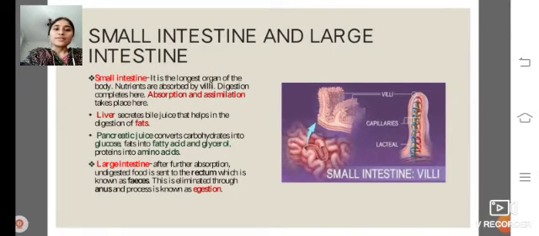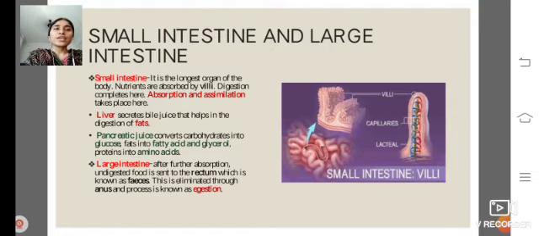Small intestine. It is the longest organ of the body and it is a highly coiled structure. Nutrients are absorbed with the help of villi. Villi are small finger-like projections present in the inner lining of the small intestine. Mainly all processes of digestion take place in the small intestine, which is followed by absorption and assimilation.